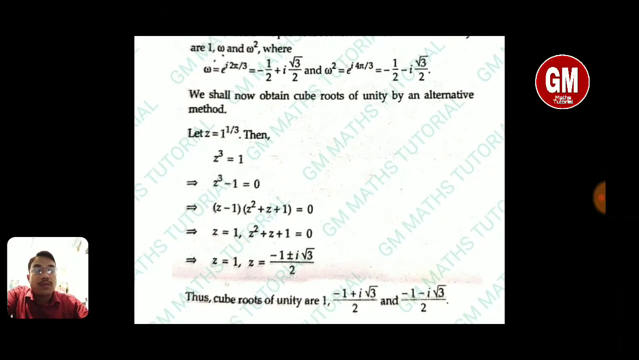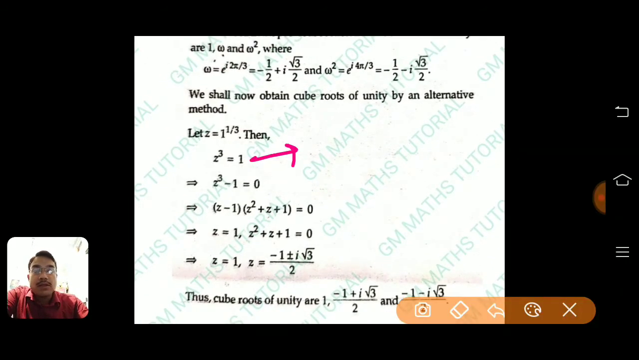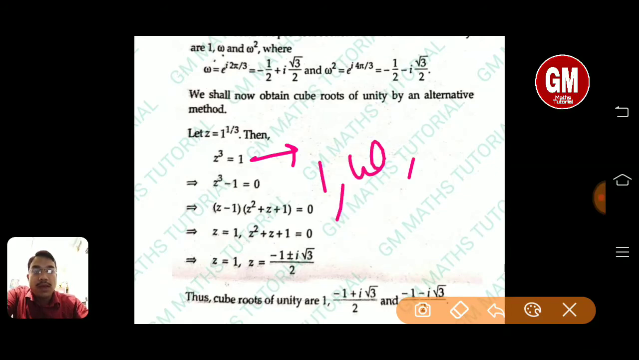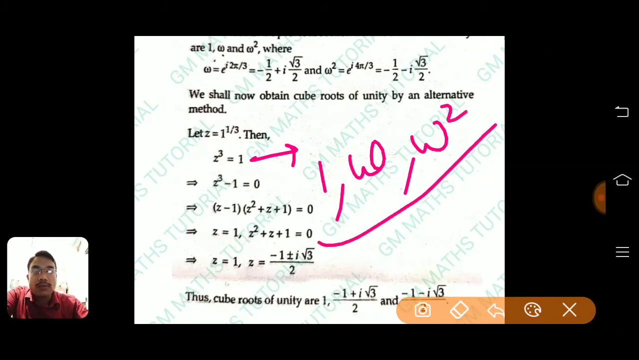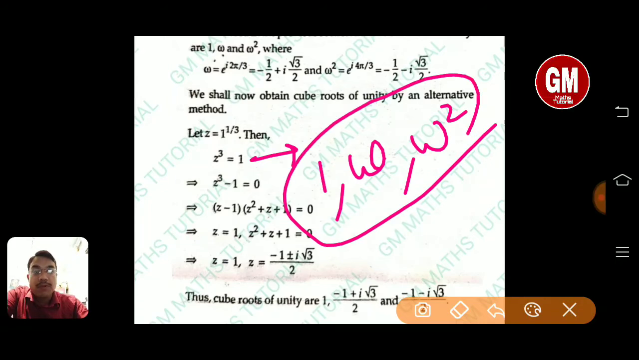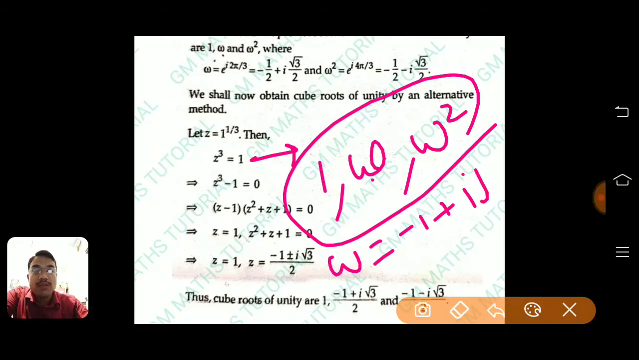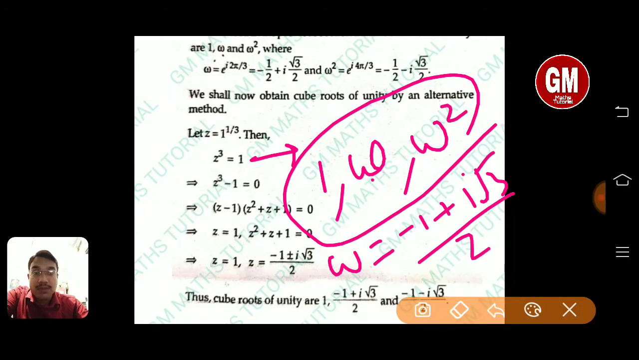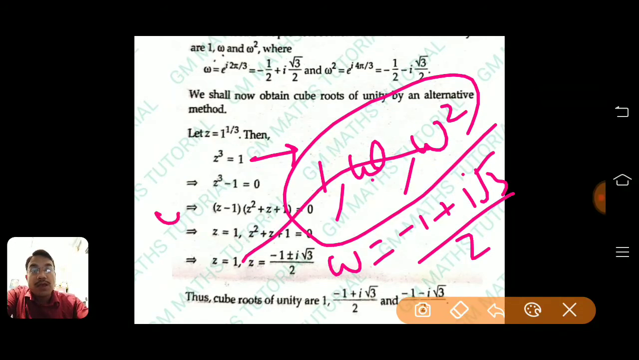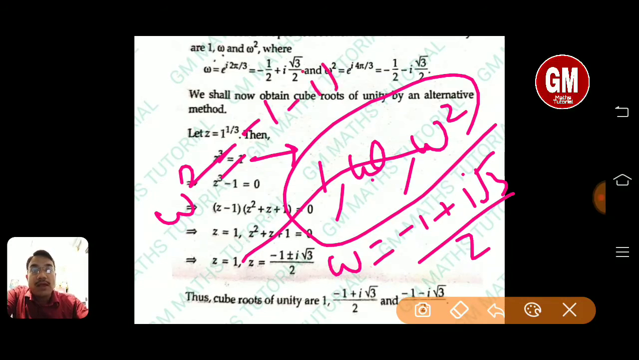Now we can say that z cube is equal to 1 has the roots 1, omega and omega square. In other words, what is the meaning of omega? Omega is minus 1 plus i root 3 upon 2. Always remember. Similarly, what is omega square? Omega square will be minus 1 minus i root 3 upon 2.